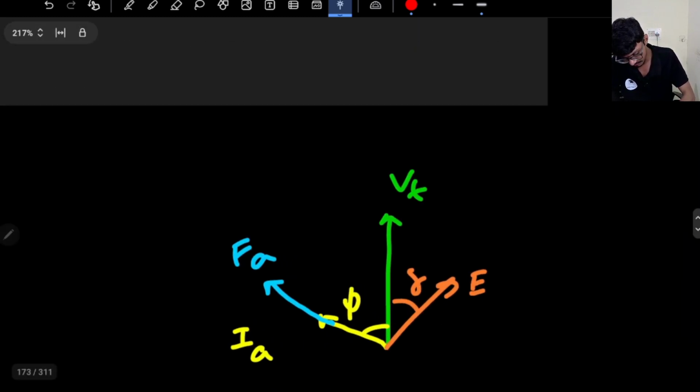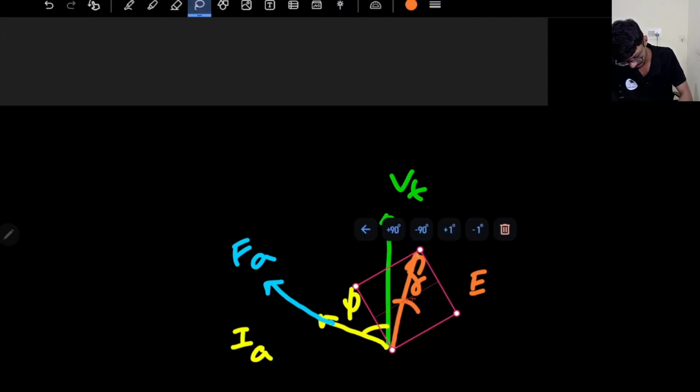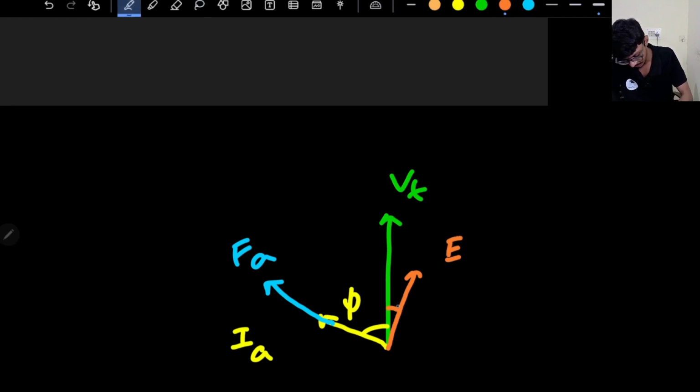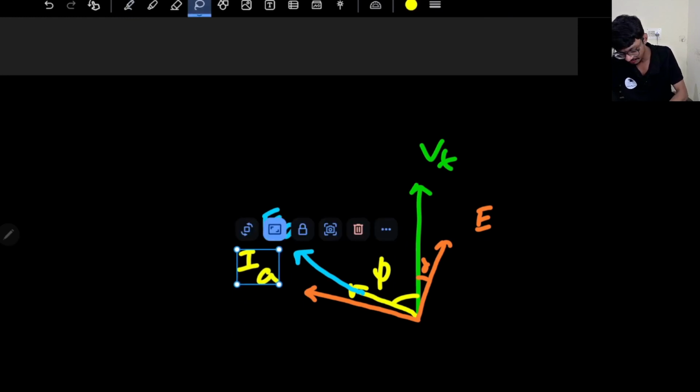Okay, this feels like it is also almost 90. So I will not let it feel like that. Let me rotate it a bit and make it steeper. Okay, this is my delta. So it will lag, and somewhere around here my main field flux will be there, right?